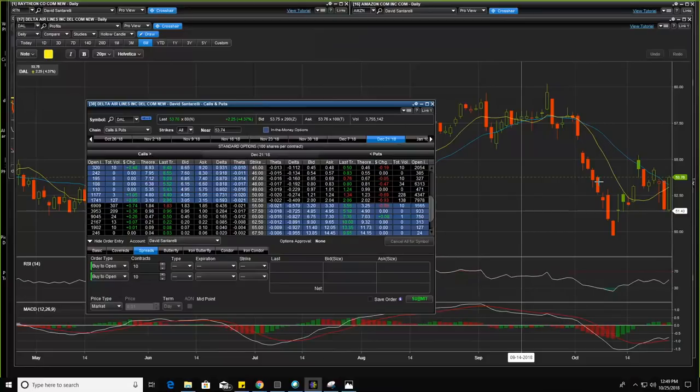For example, like I said here, Delta, yes, it looks okay now. We're getting that crossover, but tomorrow would be the confirmation. What we're trying to do is reduce risk, reduce our potential for a stock going against us, guys. That's important.